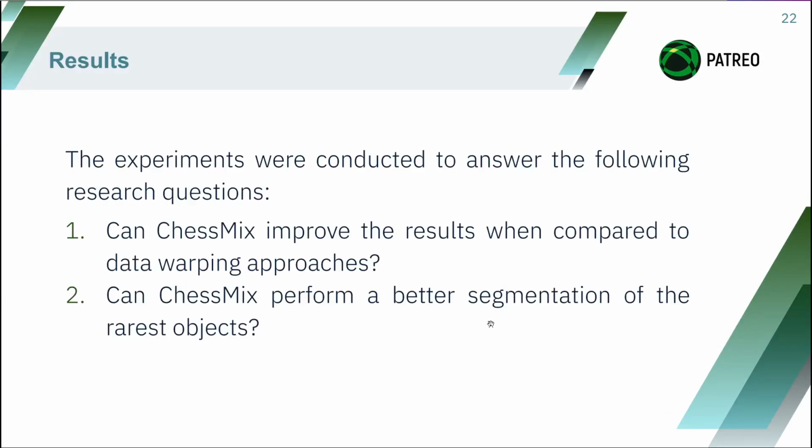So with the results, we wanted to answer 2 research questions. The first one being, can ChessMix improve the results when compared to data warping approaches? Data warping approaches are the most common data augmentation methods used in remote sensing semantic segmentation. So we wanted to see if ChessMix can be better than the usual approach. And 2, can ChessMix perform a better segmentation of the rarest objects?